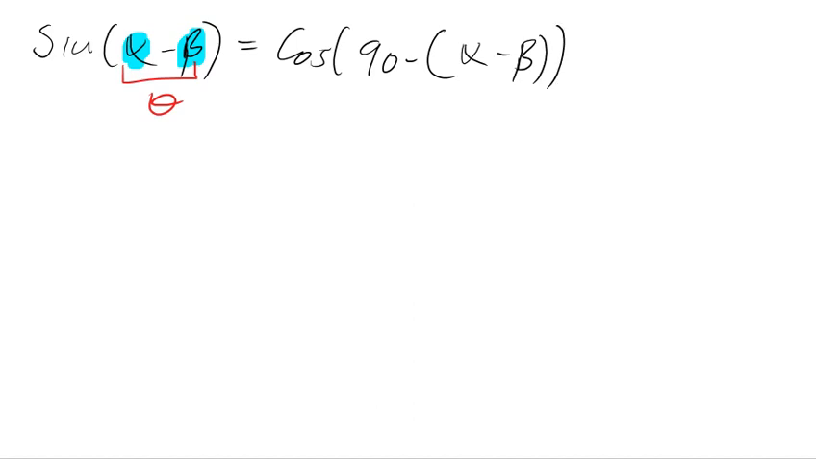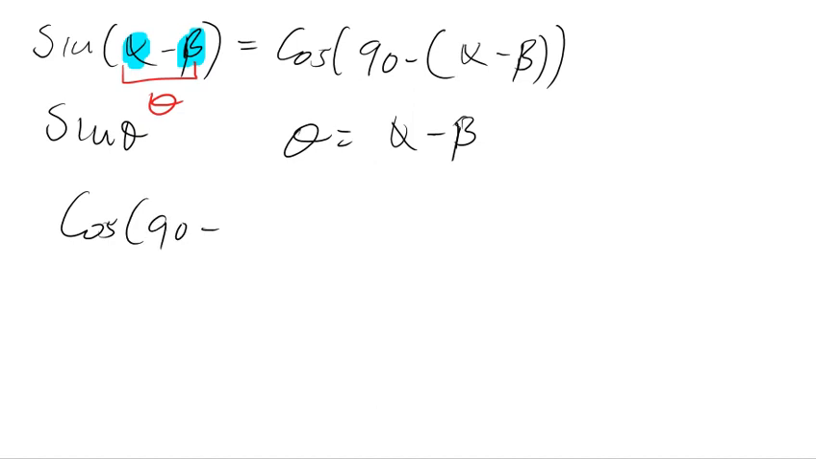Write it as it is. What I'm trying to say, guys, is how can you change? Remember, this is the same as sine theta, where theta equals alpha minus beta. How can you change from sine to cos? You can only change from sine to cos by saying cos 90 minus theta, where theta equals this.